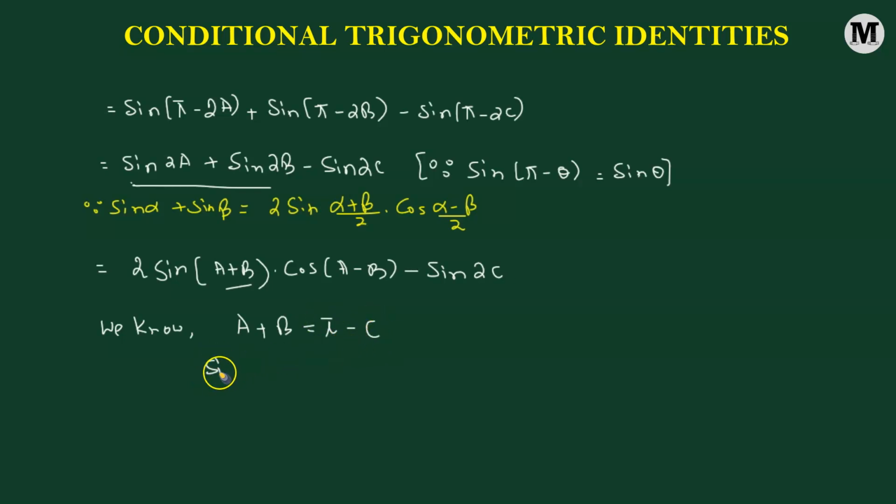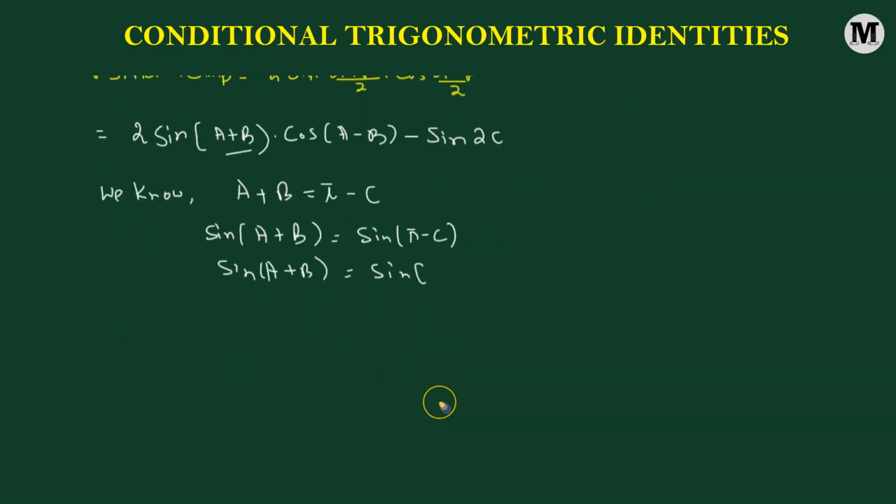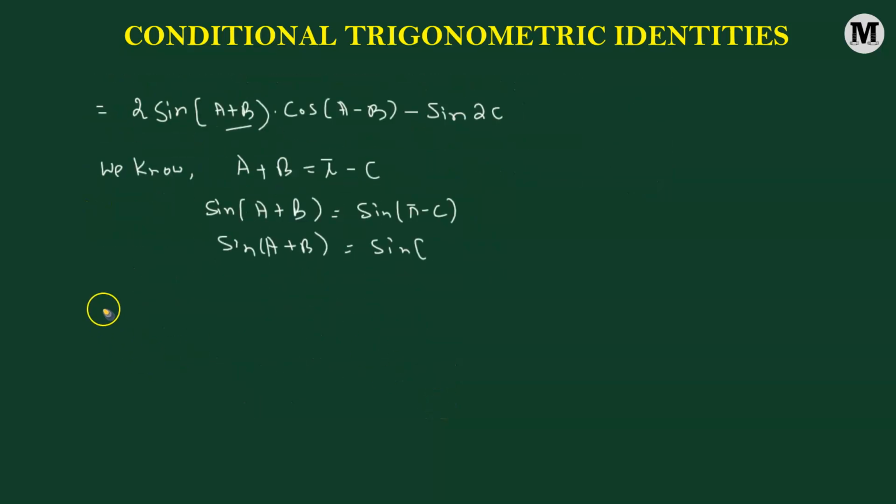Now if we take the sine function on both sides, we get sine of a plus b equals sine of pi minus c. Here we can use this definition to express sine of pi minus c as simply sine of c. So in other words, sine of a plus b is equivalent to sine of c. So our expression now becomes 2 times sine of angle c.